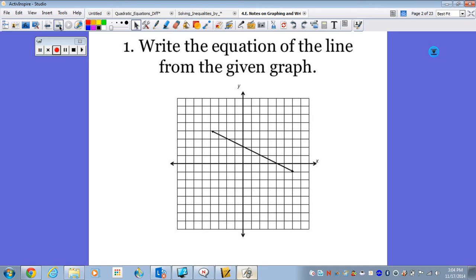The first thing that I want you to pay attention to is they're asking you to write the equation of the line basically given a graph. Now, the way this works, and again, you should probably remember some of this from Algebra 1. In order to write the equation, we're going to write our equation in slope-intercept form. And in order to do that, you are going to need a slope and y-intercept.